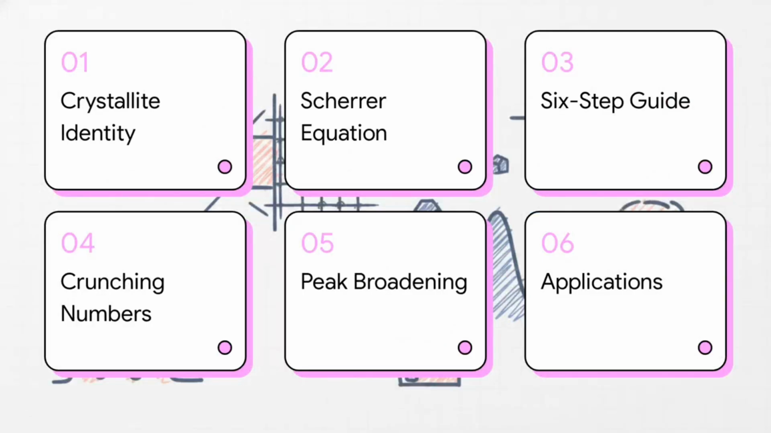Here's our roadmap for this macro to micro journey. We'll start with the crystallite identity crisis, decode the Scherrer equation, and then walk through a quick 6-step measurement guide. After that, we'll crunch some actual numbers, look at the culprits of peak broadening, and wrap it all up with real-world nanoscale applications. All right, let's break it down.